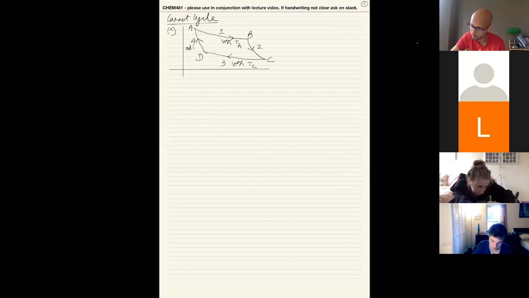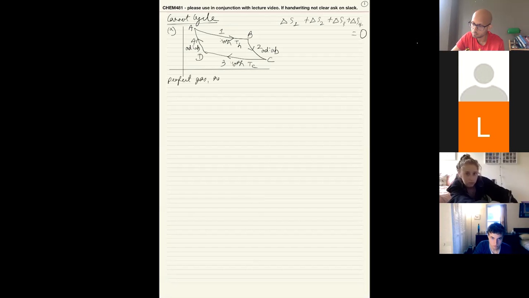these two are adiabats. So what we want to show in this one is that delta S1 plus delta S2 plus delta S3 plus delta S4 is equal to 0, along this closed cycle, this very specific cycle, and all processes are taking place reversibly. So this is perfect gas, reversible changes, and the Carnot cycle, a very specific cycle of alternating isotherm and adiabat.